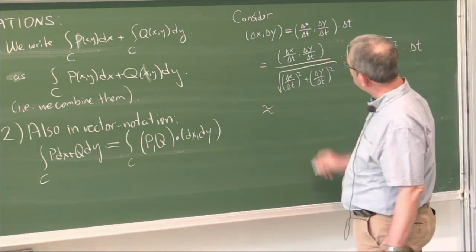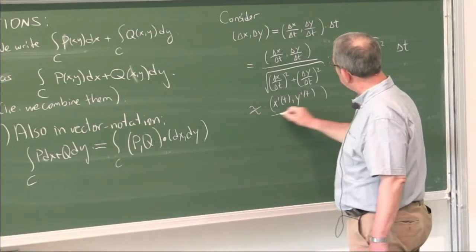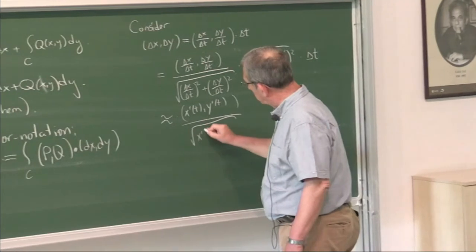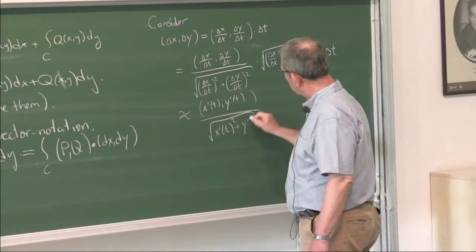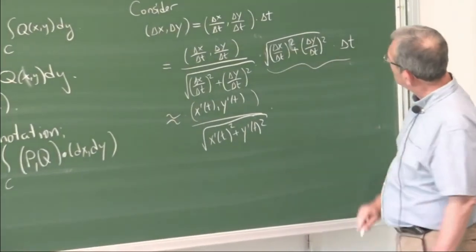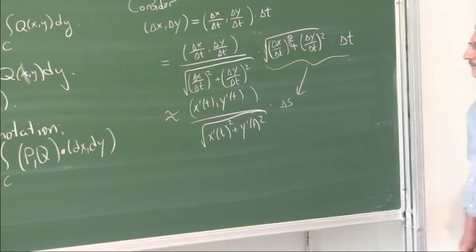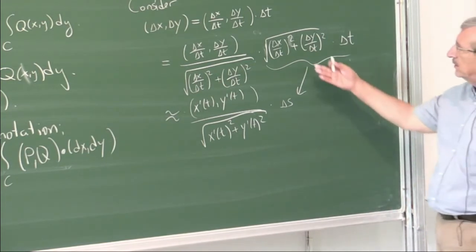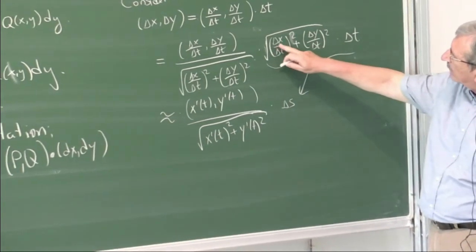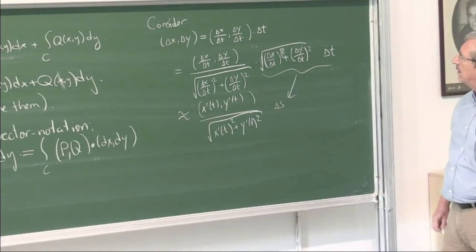So this is almost x prime of t, y prime of t, divided by this norm, times, now instead of this, of course, I can write my delta S. Because delta S was nothing but this. It was, cancel delta t's, you would have the square root of delta x squared plus delta y squared. That was delta S, directed.